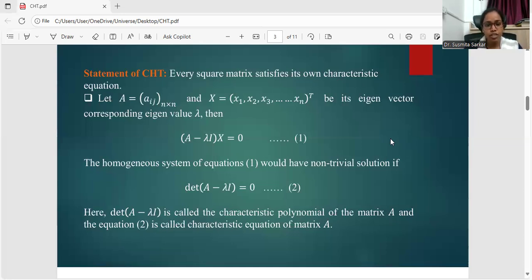Now this is a homogeneous equation. Now this homogeneous equation has a non-trivial solution if the determinant of A minus lambda I is 0. Now the left hand side of equation 2, that is the determinant of A minus lambda I, is called the characteristic polynomial, and equation 2 is called the characteristic equation of the square matrix A.